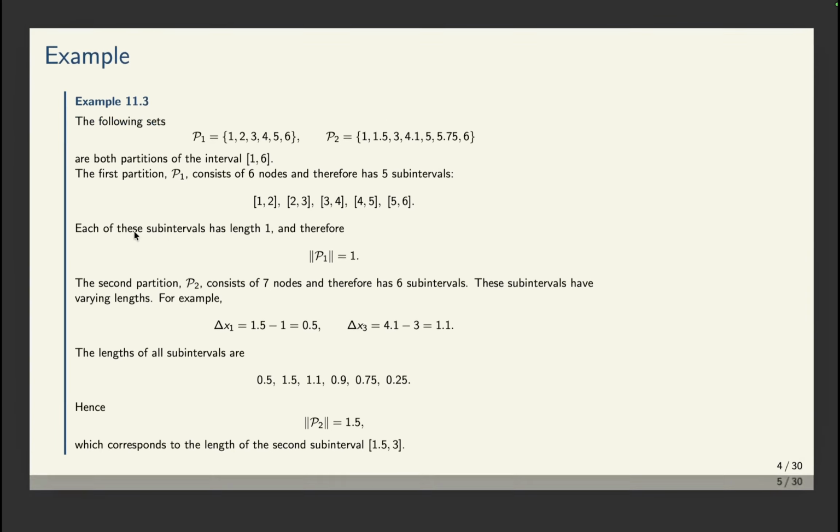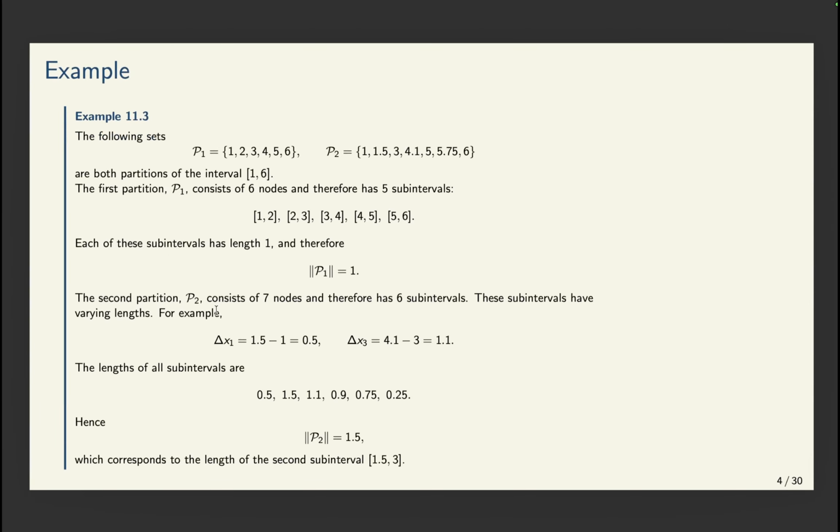But for example, when you look at the second partition, what do you see? I have 7 nodes and therefore I have 6 subintervals. These subintervals have varying lengths. So for example, delta x1 means the length of the first subinterval. The first subinterval is from 1 to 1.5, so delta x1 is the difference between them, which is 0.5.